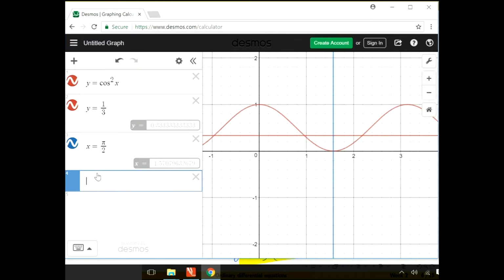Well, if you just think a little bit about it, then you will realize that when cosine square x is exactly 1/3, it means that cosine x is 1 over square root 3. So we are looking for x that is equal to inverse cosine of 1 over square root 3.